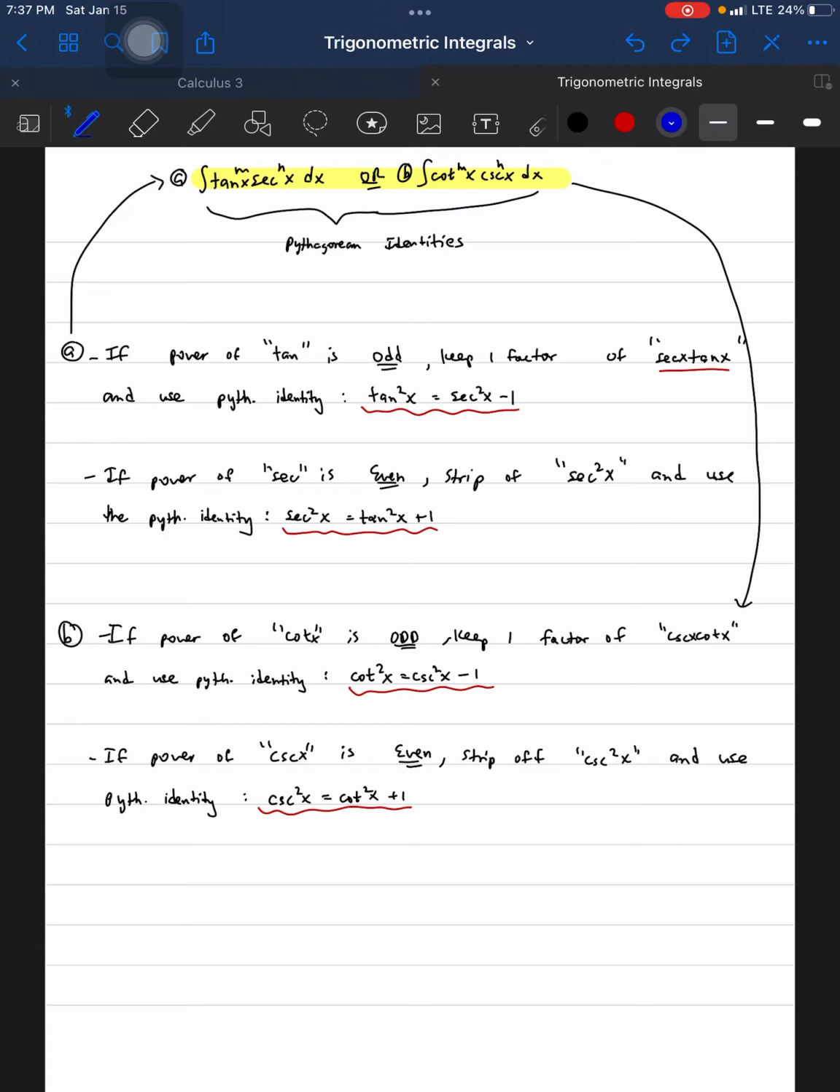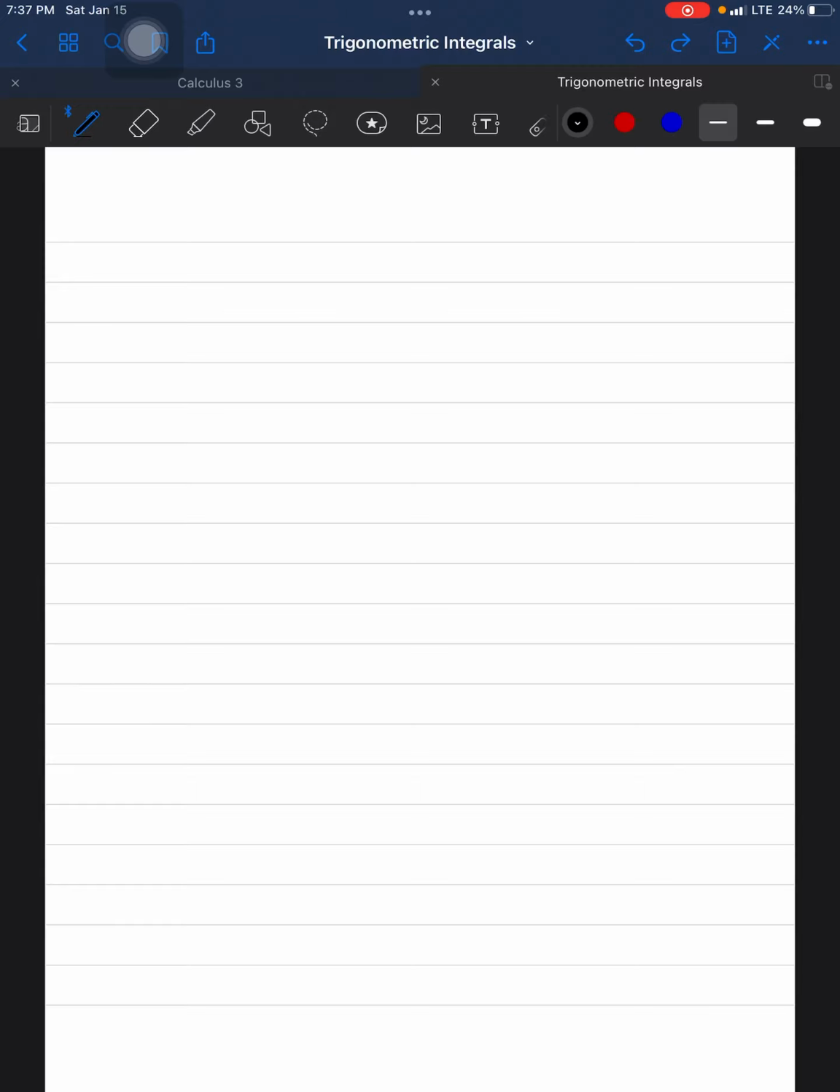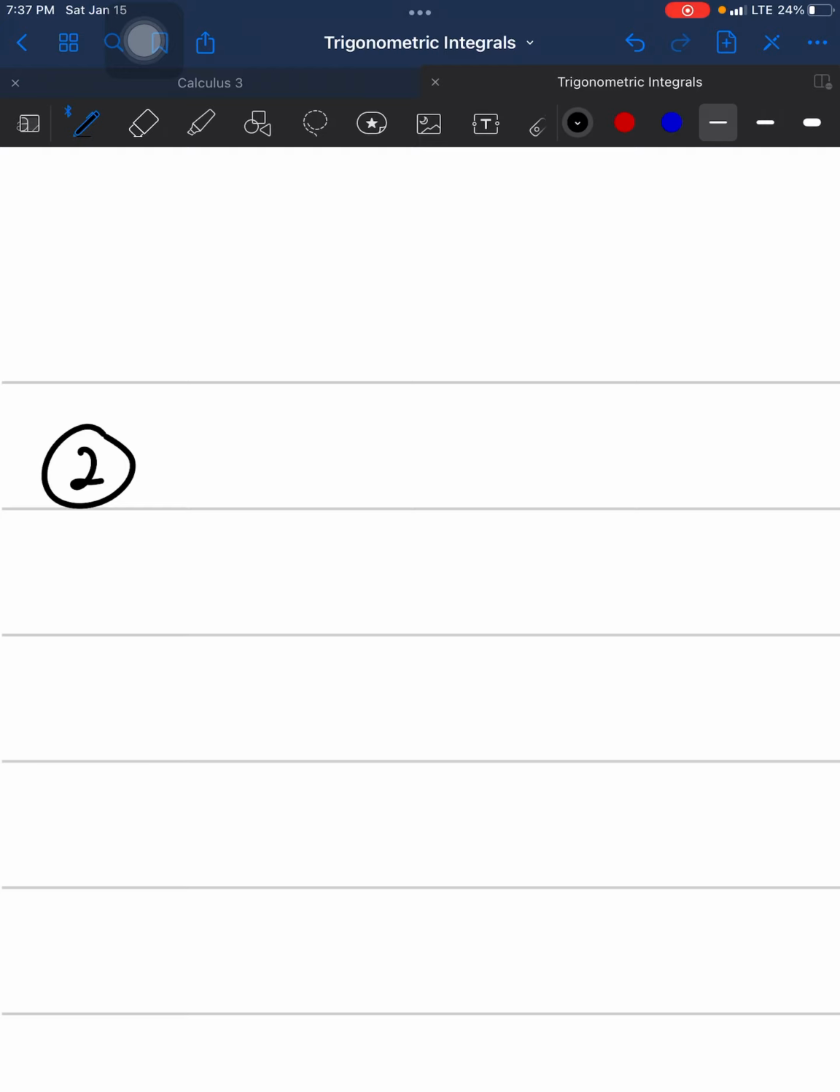Now let's do this type of integral. Let's do an example for cotangent x and cosecant x. So our second example is going to be right here.